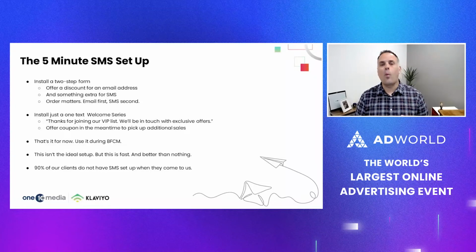Then install a one-text welcome series. Ideally, you're going to want to extend that. But for now, hey, thanks for joining whatever it's called, our VIP list, our Insiders Club, whatever you call it. We'll be in touch with exclusive offers. Remind them to use their coupon. That's it. You're building your SMS list. You can use it when you need it for Black Friday, Cyber Monday. Again, this is not ideal. This is not an SMS strategy. This is, I need to start collecting phone numbers and I intend on using them soon. And I just need to get started while I take care of some other things.